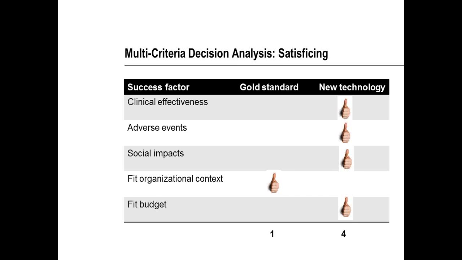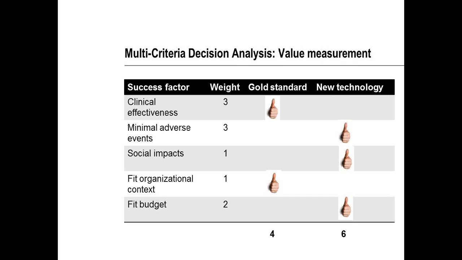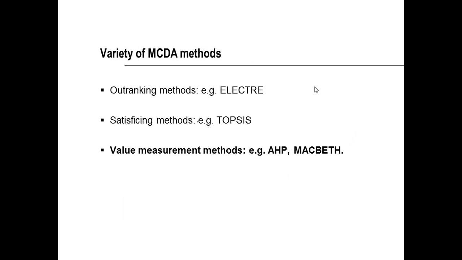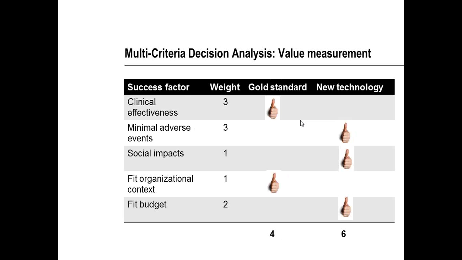But now again the circumstances change, and now it's slightly different. You have the new technology with different advantages, but also the golden standard has some advantages. So the performance of the new technology is in a gray area, and you're really not sure which technology to choose. Then you can use the value measurement methods, in which you want to know how important these different advantages are. So you can give weights to the different decision criteria.